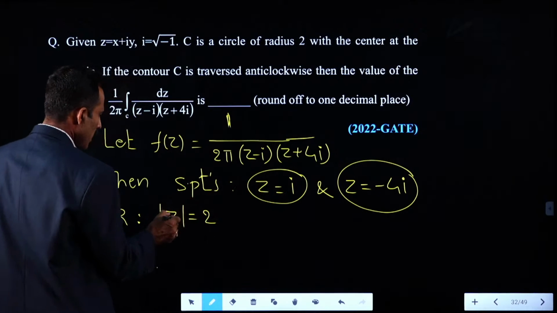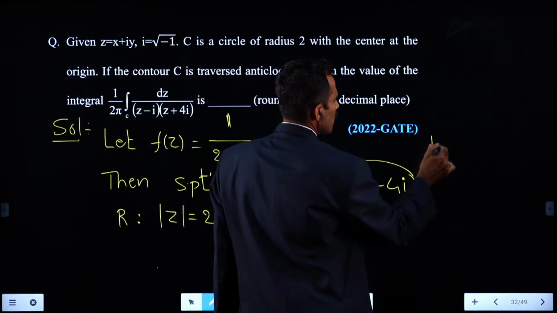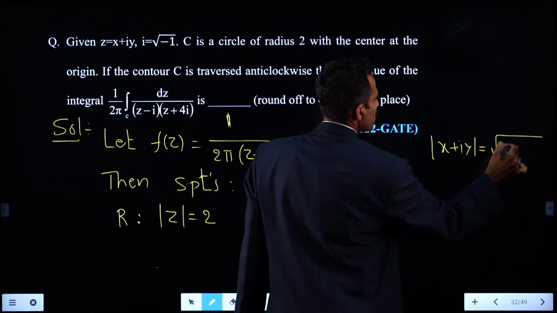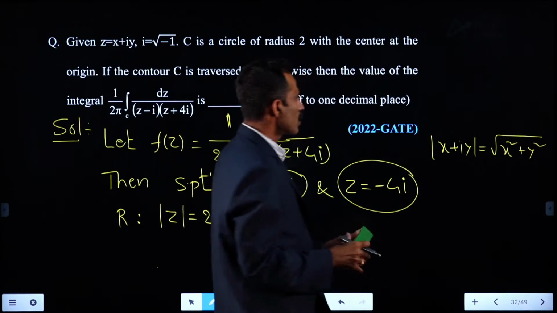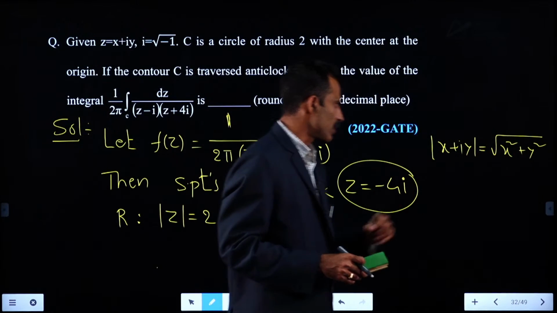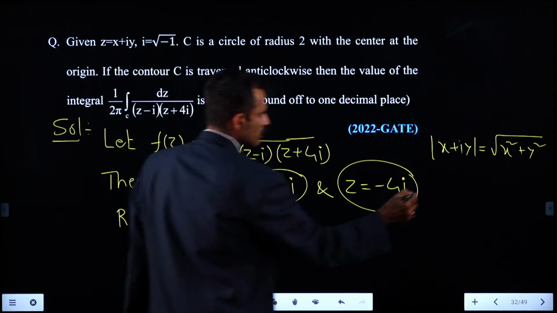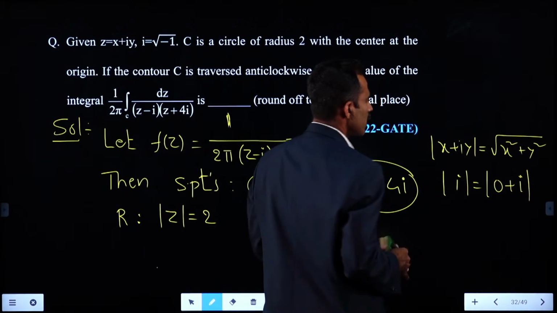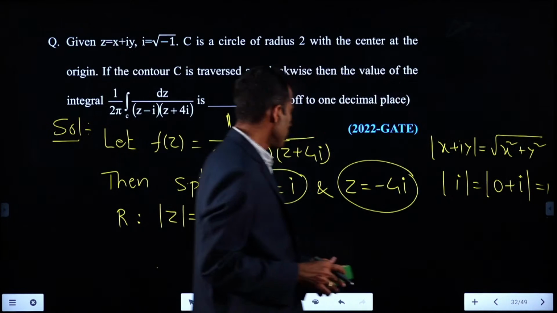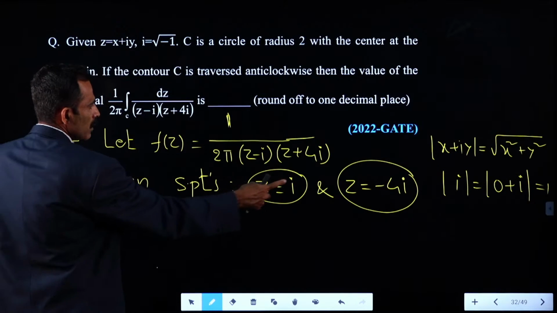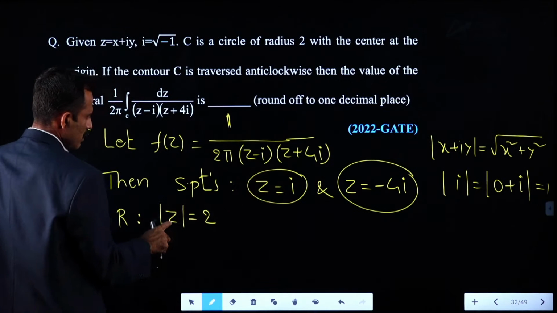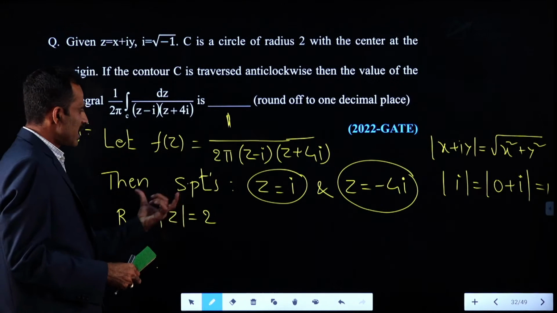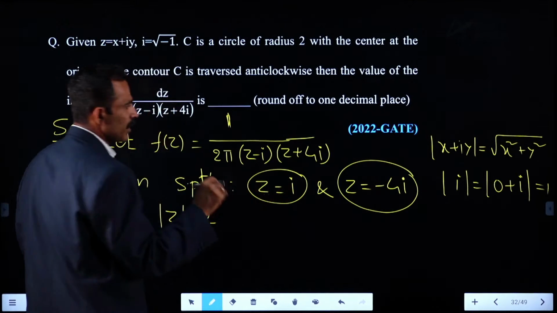When you substitute z equal to i here, the modulus of x plus iy is the same as under root of x square plus y square. So modulus of i means modulus of 0 plus i, that is equal to 1, right? The modulus is 1, and 1 is less than 2. So the inequality is satisfied, which means this point lies inside the region only.